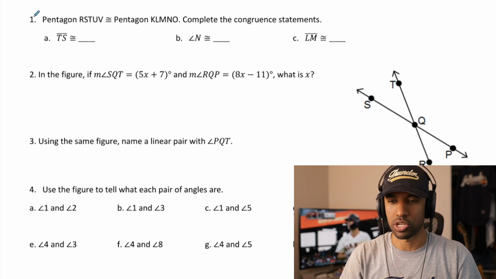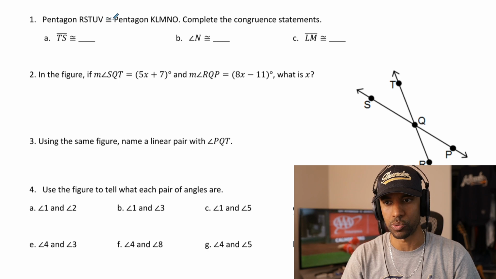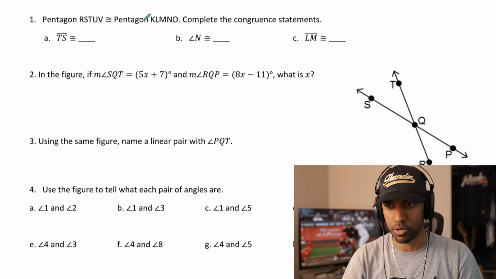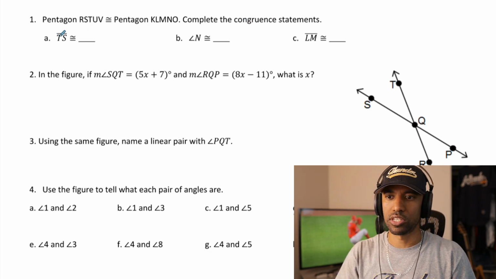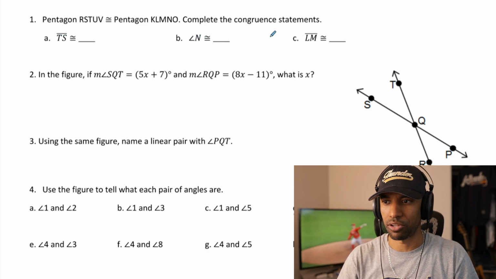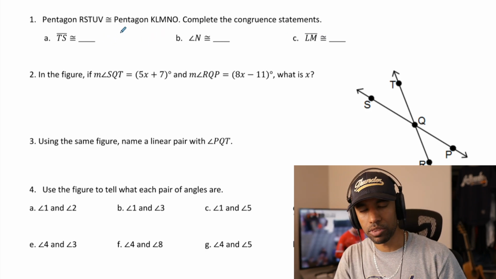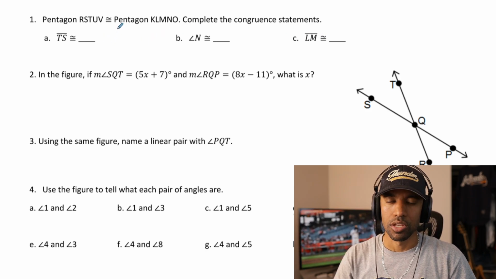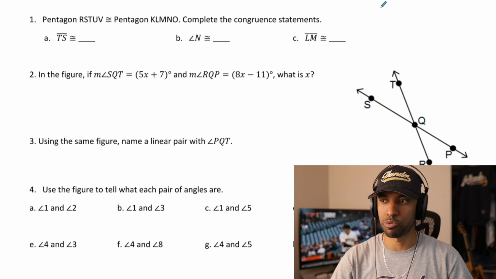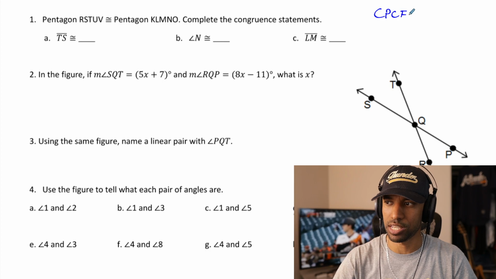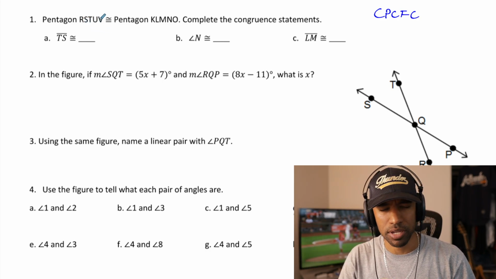Okay, let's get started with number one. I have two pentagons, RSTUV and KLMNO, that are congruent to each other. Let's complete the congruence statements. What is segment TS congruent to? What is angle N congruent to? What is segment LM congruent to? Without the drawings, you can use the concept of corresponding parts of congruent figures being congruent, CPCFC, to understand that this statement reveals everything that you need.